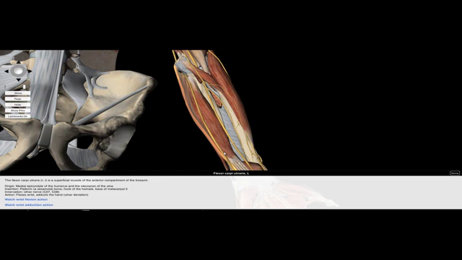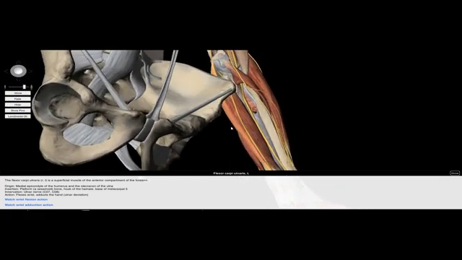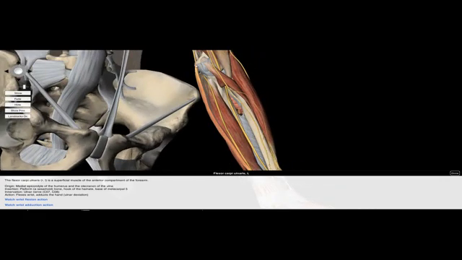And then our last flexor is the flexor carpi ulnaris. If we move this around a little bit, we can see that it attaches on the medial epicondyle of the humerus and on the olecranon of the ulna, and courses down to insert into the pisiform, the hook of the hamate, and the base of the fifth metacarpal.